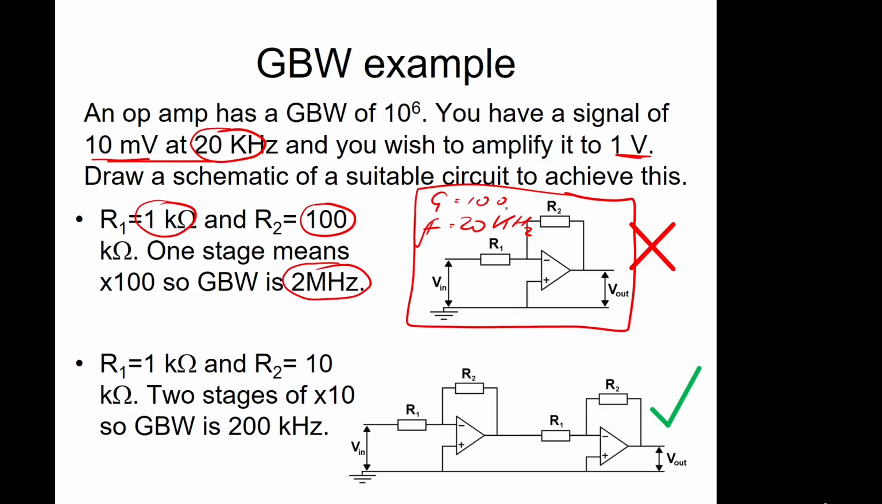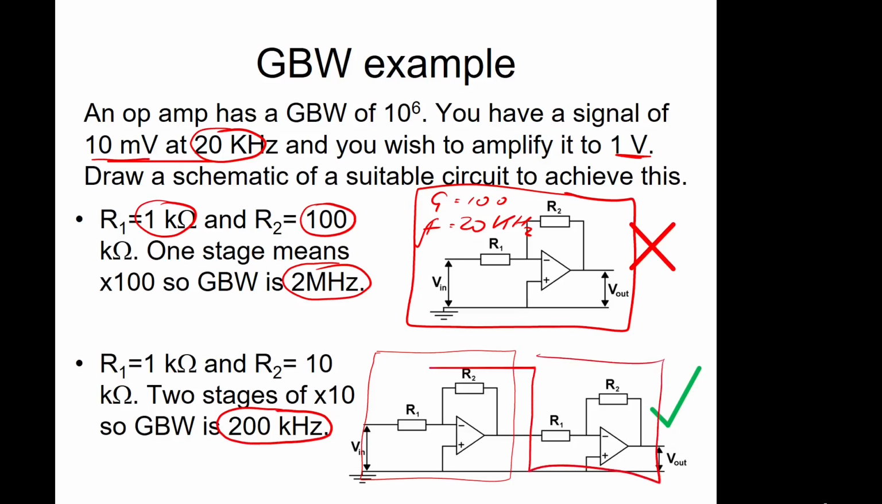Therefore, we will not be able to achieve the amplification. To work around that problem, we can use 2 stages. In this case, we've got an inverting amplifier arrangement with a gain of 10. So we've got a 20 kilohertz signal with a gain of 10, and the product of that is 200 kilohertz. So that will work. Then we've got another amplification stage with a gain of 10. Again, a 20 kilohertz signal, a gain of 10, so the gain bandwidth of that is 200 kilohertz.